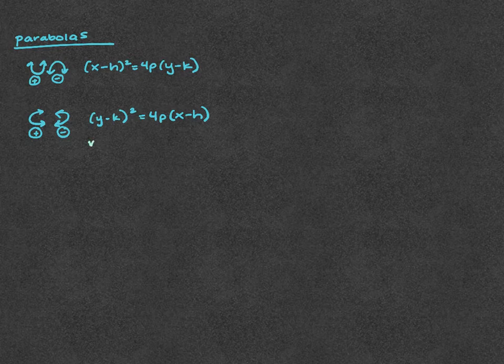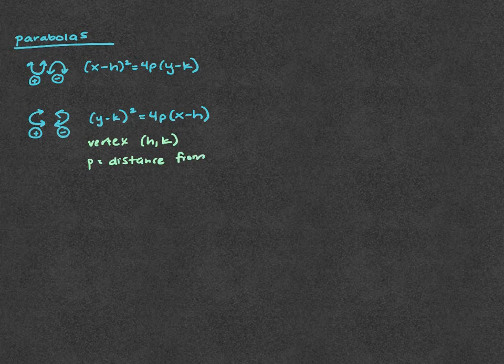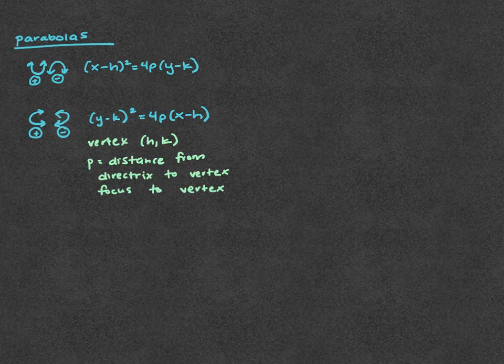Remember, for both of these, the vertex is (h, k). P is the distance from the directrix to the vertex, and the focus to the vertex. So the one question that some of you had on the quiz is, I gave you the directrix and the focus, which we had done in the notes and the examples. You want to find the halfway point between those, and that's the vertex. And then once you have that, you'd know the distance, which is that p value. If the p is positive, again, it points up or to the right. If it's negative, it points down and to the left.